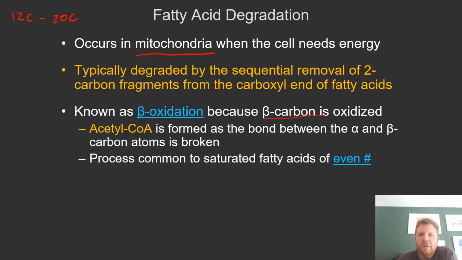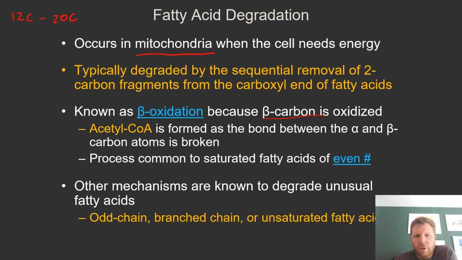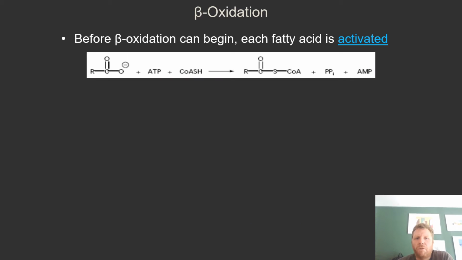This process is common to saturated fatty acids of even numbers. Now, other mechanisms are employed to degrade unusual fatty acids, so odd chain fatty acids, branch chain fatty acids, or unsaturated fatty acids. Now, before beta oxidation can begin, each fatty acid is going to be activated, and that activation comes with, well, the production of that guy right there.